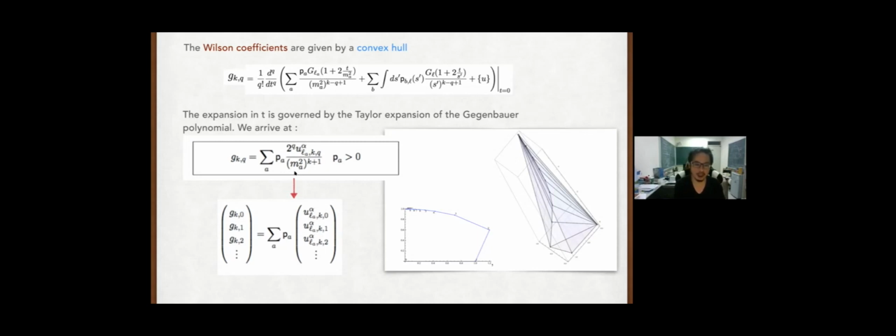So for example, here you already see you have a geometry. If you organize it, the Q expansion is related to the T expansion, so it's related to the expansion of your Gegenbauer polynomial. If you just organize the Q here into a vector, then you immediately see that you actually have a convex hull. So let's look at this convex hull closely.